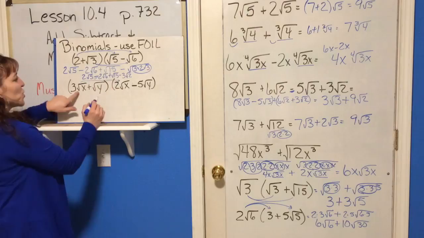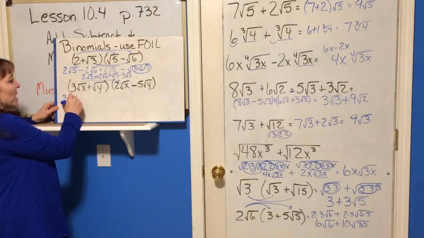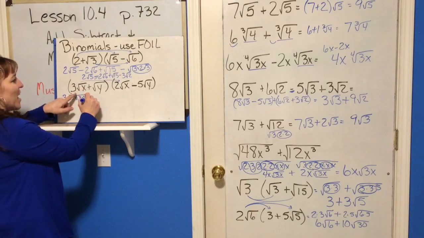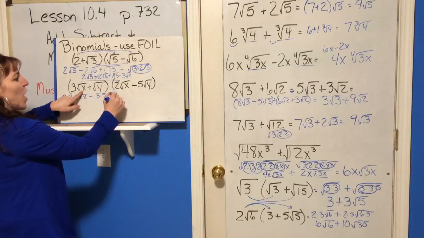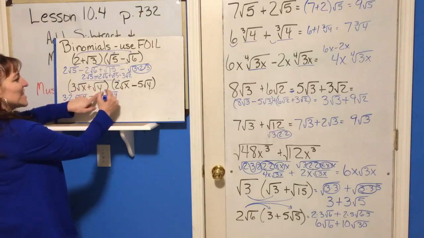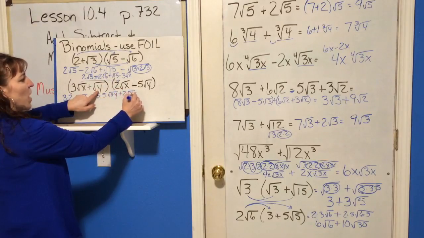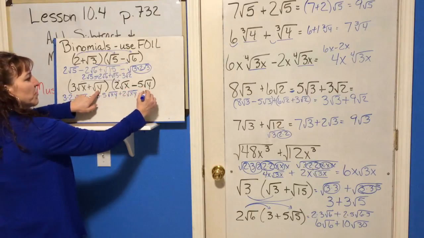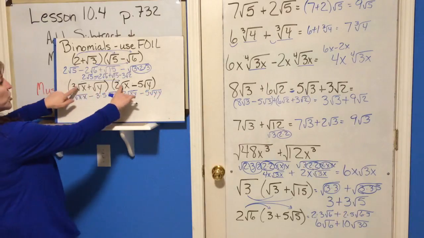3 times the square root of x times 2 times the square root of x is 3 times 2 times the square root of x times x. And then we're going to, well, you're going to add, but this is a negative, so it's going to be minus 3 times 5 times the square root of x times y. And then the inside terms are going to be plus 2 times the square root of x times y, an x and a y, minus 5 times the square root of y times y. Did you see where I got all those pieces? First terms go here.